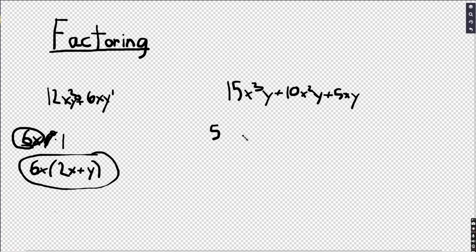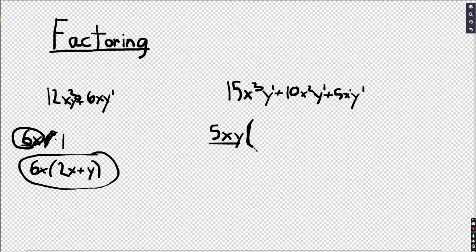Okay, so now let's look at the first variable, x. I just like to look for the lowest power of x. So we have x to the third, x to the second, and x to the first. So we know that our GCF for the x is going to be just x. Okay, now let's look for the y. So y to the first, y to the first, y to the first. So they're all divisible by y, so it's 5xy. So the 5xy is your GCF.